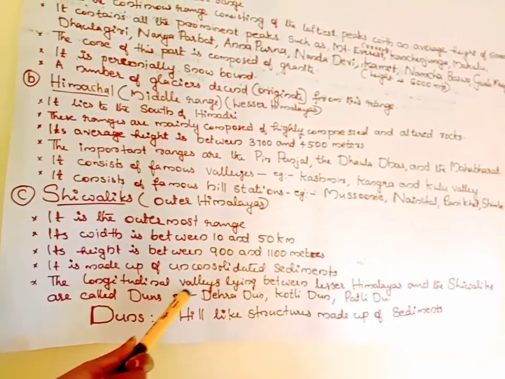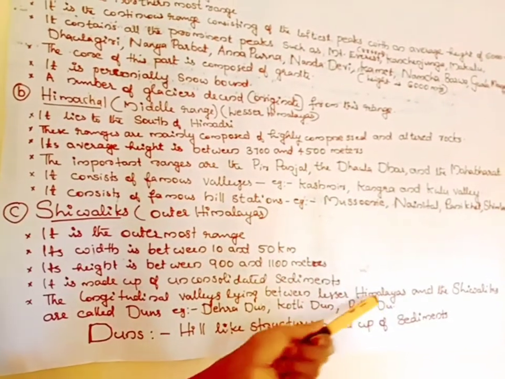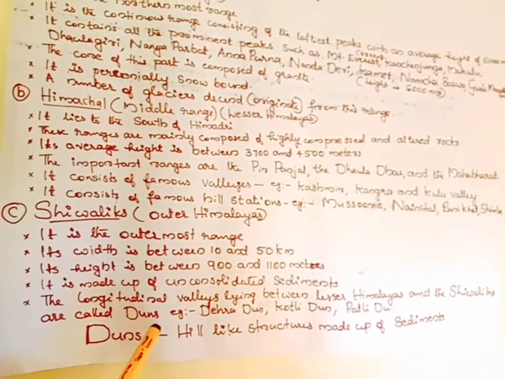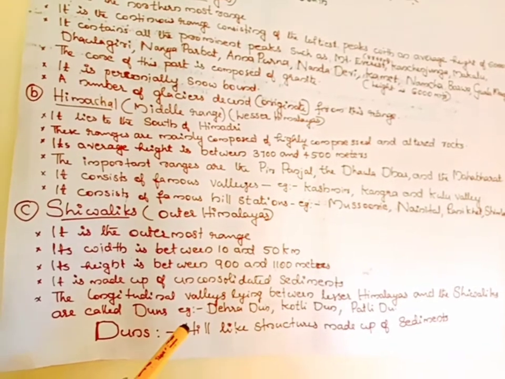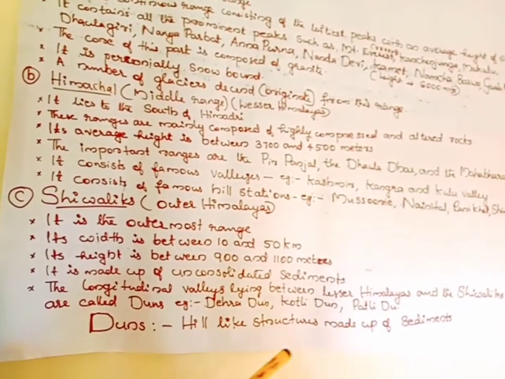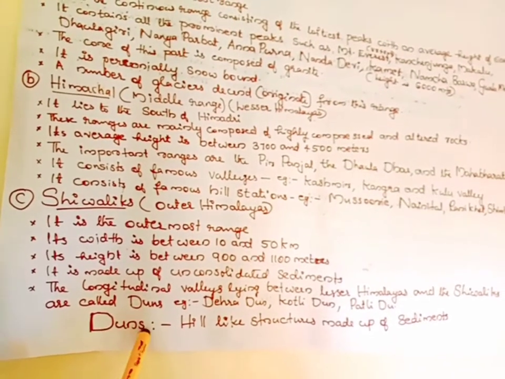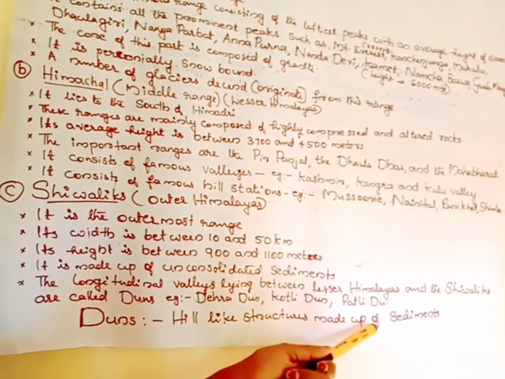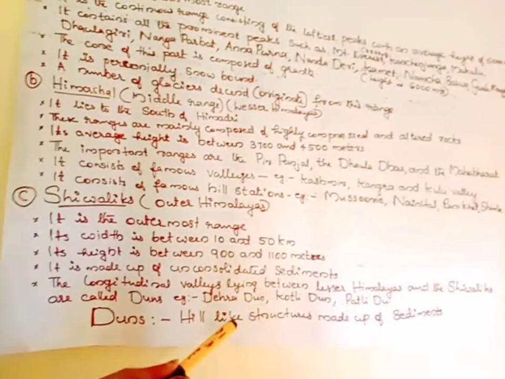The longitudinal valleys lying between the Lesser Himalayas and the Shivalik are called duns. Examples of such duns are Dehradun, Kotli Dun and Patli Dun. What do you mean by the term dunes? Hill-like structures made up of sediments.